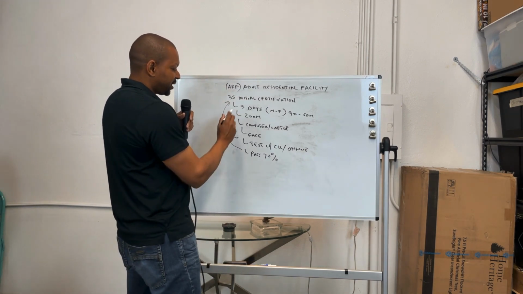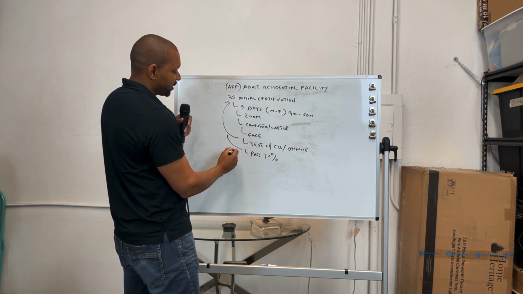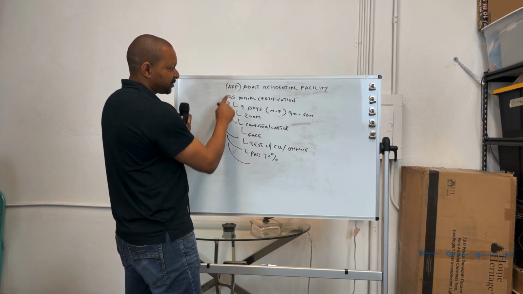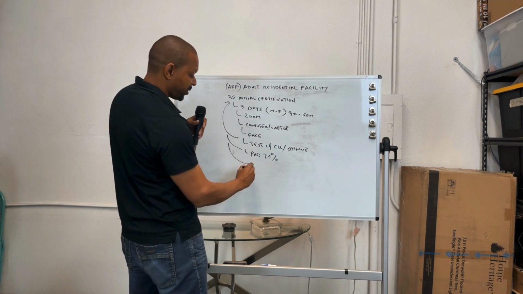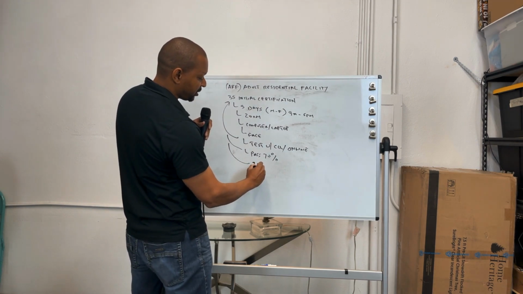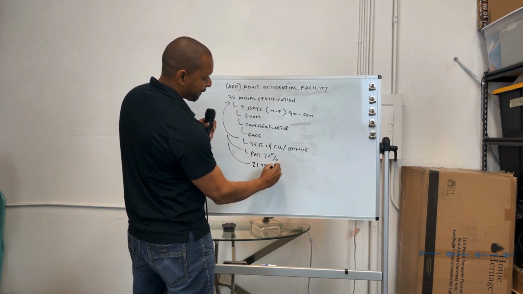Important part of this, some people miss this. One of the qualifications for you to become an administrator, you have to be at least 21 years old.